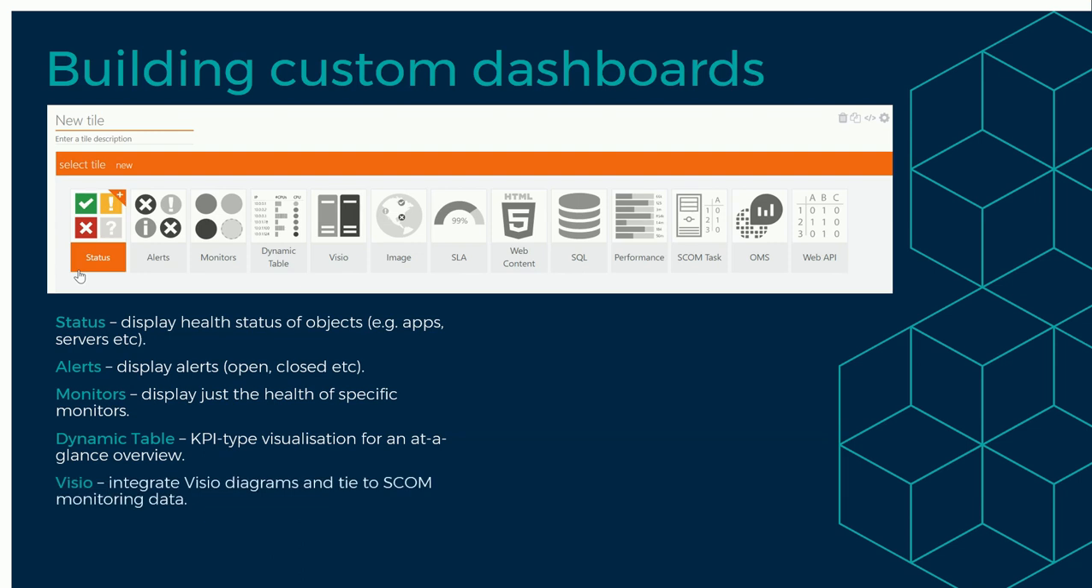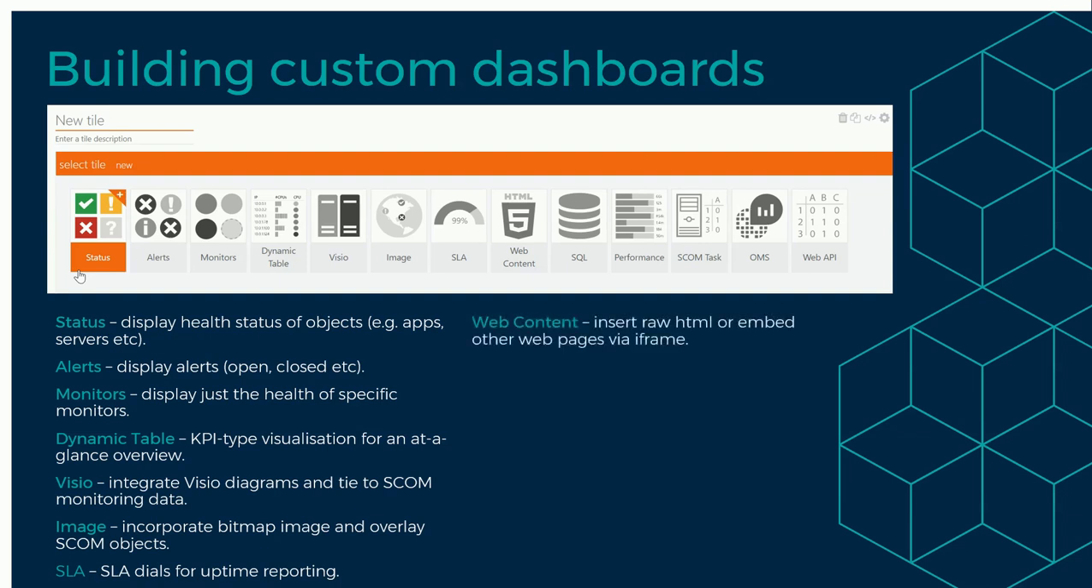Visio we'll look at in more depth in another session, but that allows you to tie your SCOM data to your Visio diagrams to make those Visio diagrams live. Image is nice and straightforward, allows you to import any bitmap image into Squared Up and overlay the health of your SCOM objects on top of that. So the example you see here is a pretty classic one, a world map. And SLAs, again, very straightforward, uptime reporting based on the underlying capability to do that within SCOM.